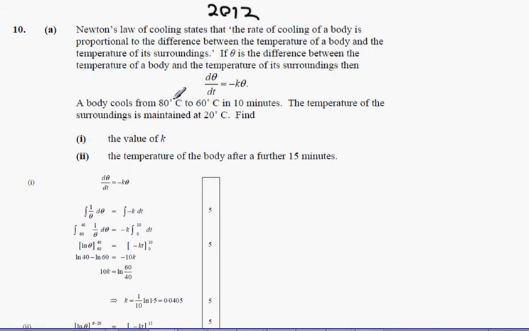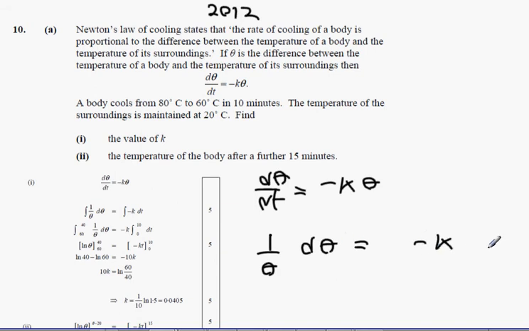Body cools from 80 to 60 in 10 minutes. The temperature of the surroundings is maintained at 20 degrees. Find the value of k. Alright guys, so we start off with d theta dt equals minus k theta. We then bring the variables to the same sides. So 1 over theta d theta equals minus k dt. We now got to put in some limits.